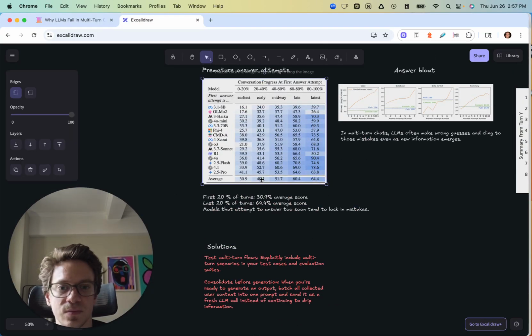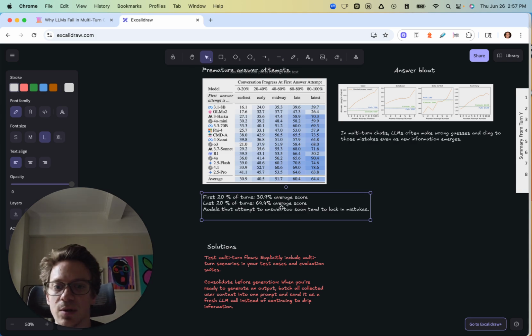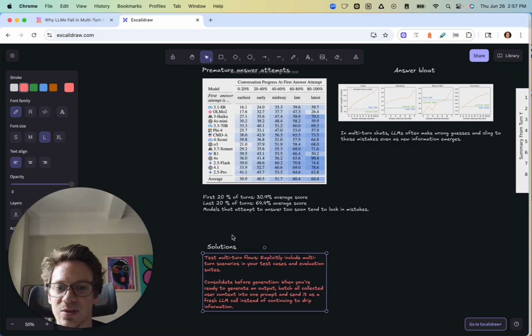And so yeah, that's about it. Super interesting. It'll be linked below. And yeah, gotta start testing for multi-turn stuff.